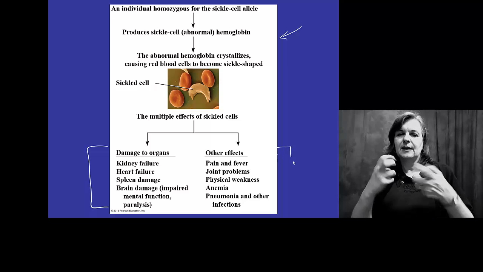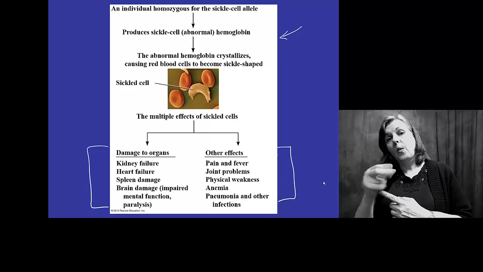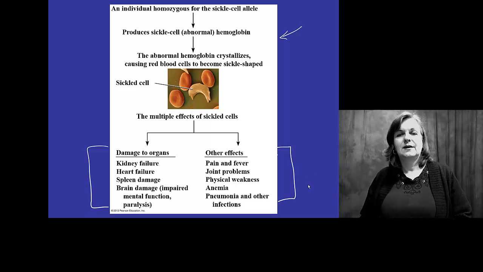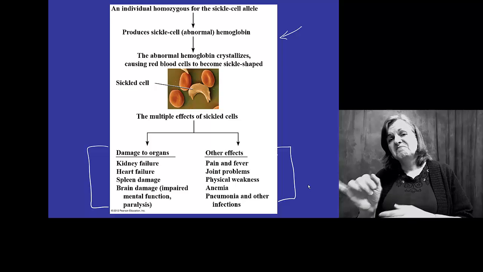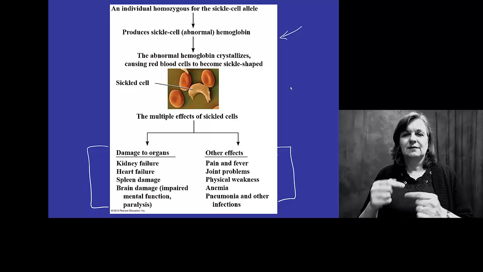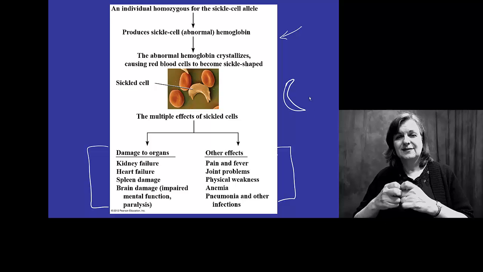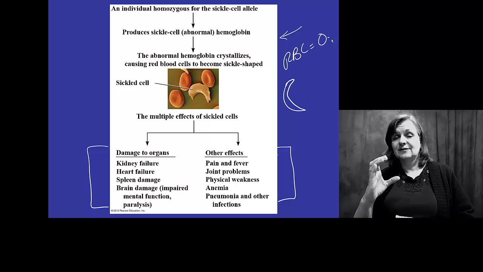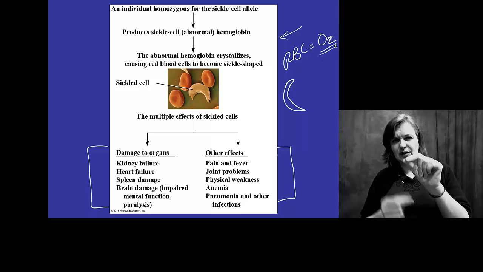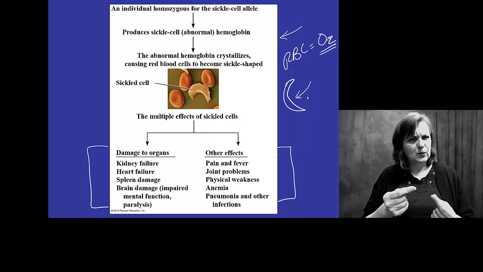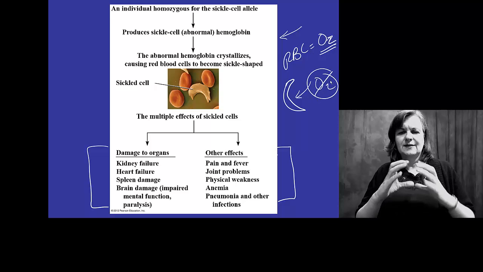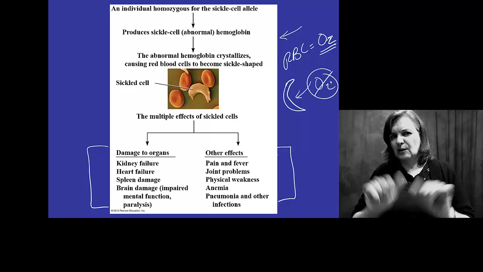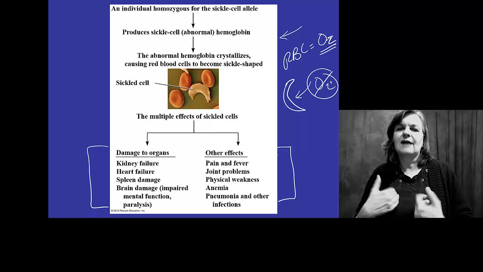It can also lead to all sorts of other effects, susceptibility to pneumonia and infections, pain, joint problems, general weakness. If your red blood cells are shaped like a sickle, remember red blood cells' job is to carry oxygen. If it can't deliver oxygen because it's the wrong shape, you end up with all kinds of associated conditions with low oxygen supply.